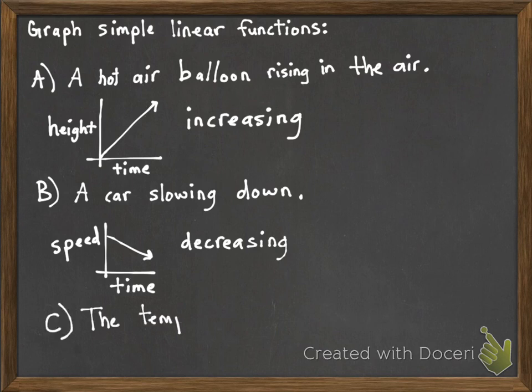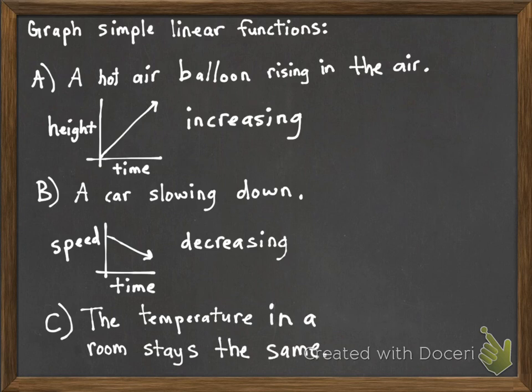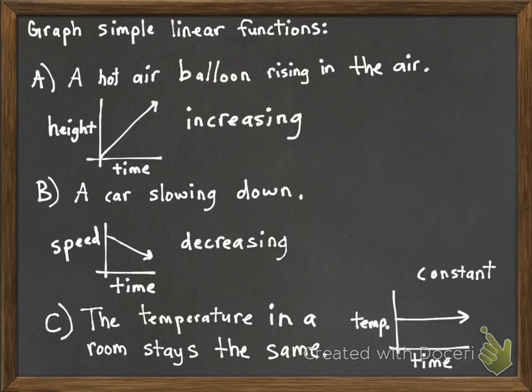The third situation is if the temperature in a room is staying the same. Now, if it's staying the same, it can't go up or down. The only option then, if we're going to graph the temperature over time, is to have a straight horizontal line, which means it has a constant temperature.